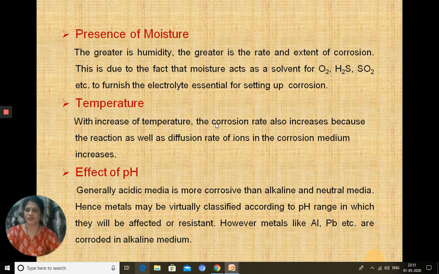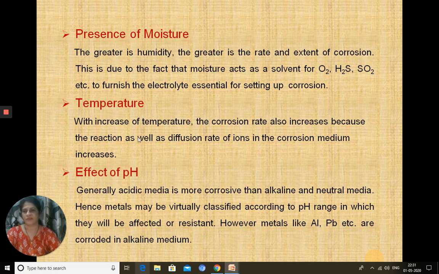Now presence of moisture. The greater the humidity, the greater is the rate and extent of corrosion. This is due to the fact that the moisture acts as a solvent for oxygen, H2S, SO2, etc. to furnish the electrolytes essential for setting up corrosion. So different impurities present in the atmosphere get dissolved in the moisture and they furnish the electrolytes. An increase in moisture increases the rate and extent of corrosion.